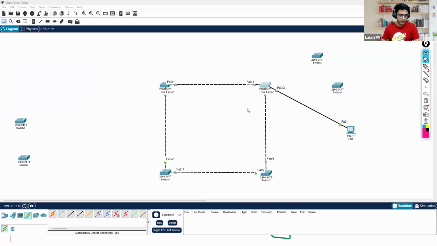So I think that's it for today's lab. In the next lab, we'll look into more advanced features like per-VLAN spanning tree. I just showed you how per-VLAN spanning tree basically works, but we'll try to understand a bit more about it in the next lab.